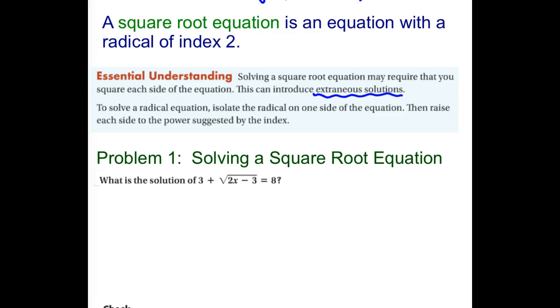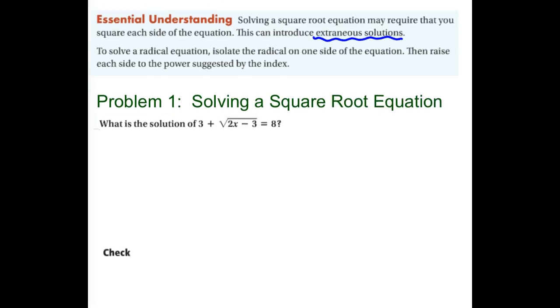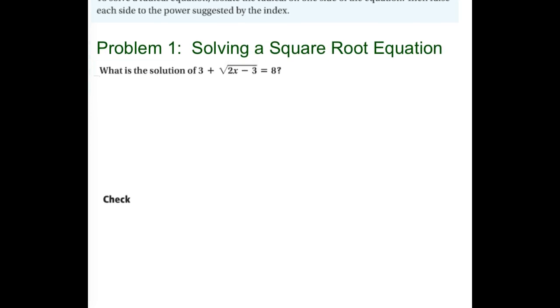Our first one. Notice that we have some pieces that are not inside the square root. We want to get anything that's not inside the square root to the other side. So my first step here would be to subtract 3. And we end up with the square root of 2x minus 3 now equaling 5. To get rid of the square root symbol, we're going to square both sides.